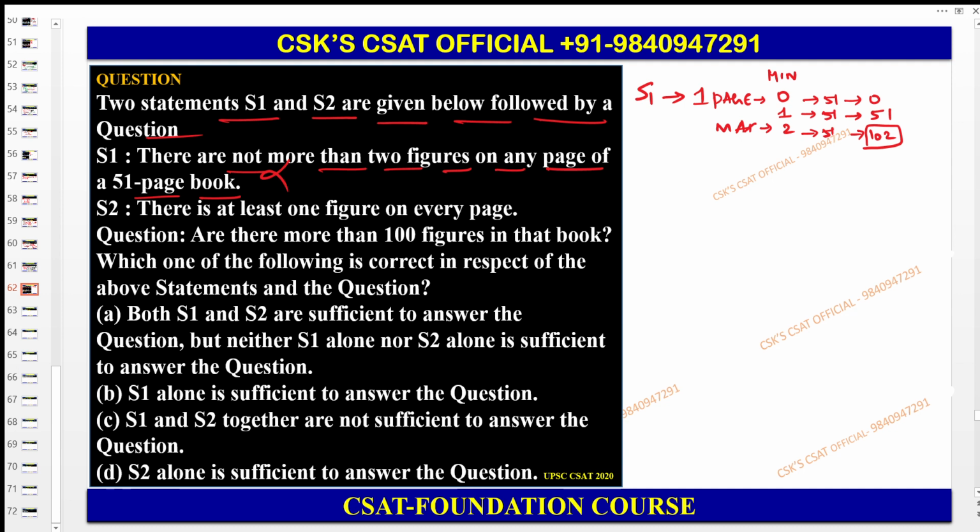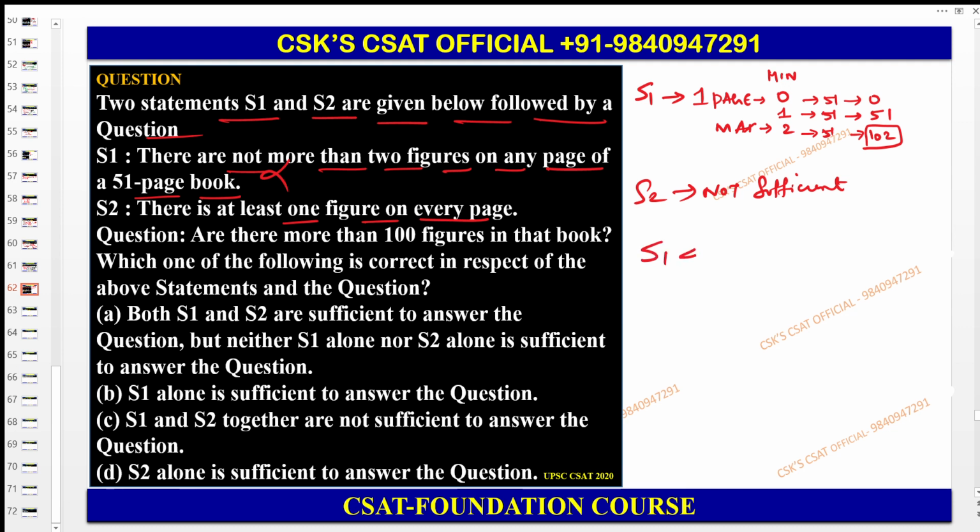Now, with respect to statement number 2, it says that there is at least one figure on every page. Here it never mentions how many such pages are there in such a book. So therefore, here it is not sufficient. Statement number 2 is not sufficient. Clearly it is not sufficient. Without knowing the total number of pages, you cannot say. So therefore it is not sufficient.